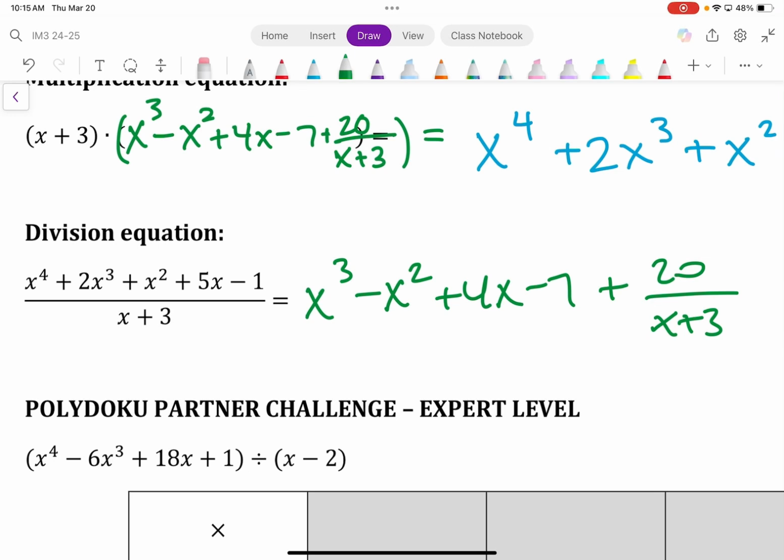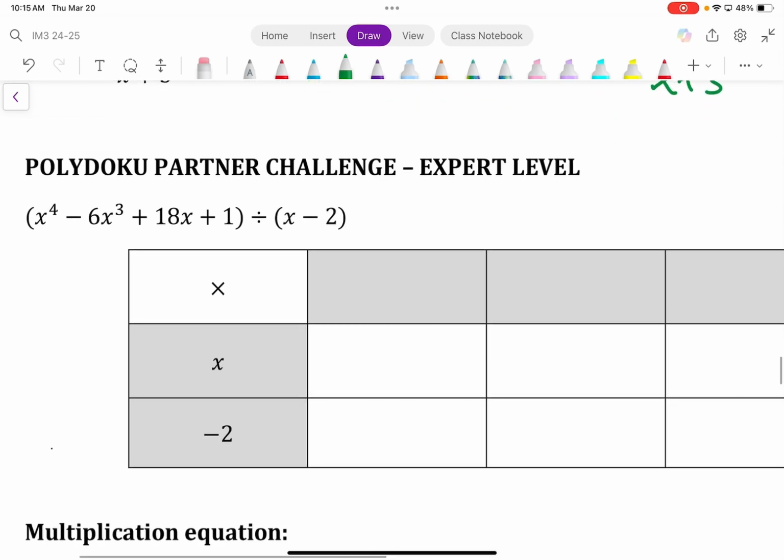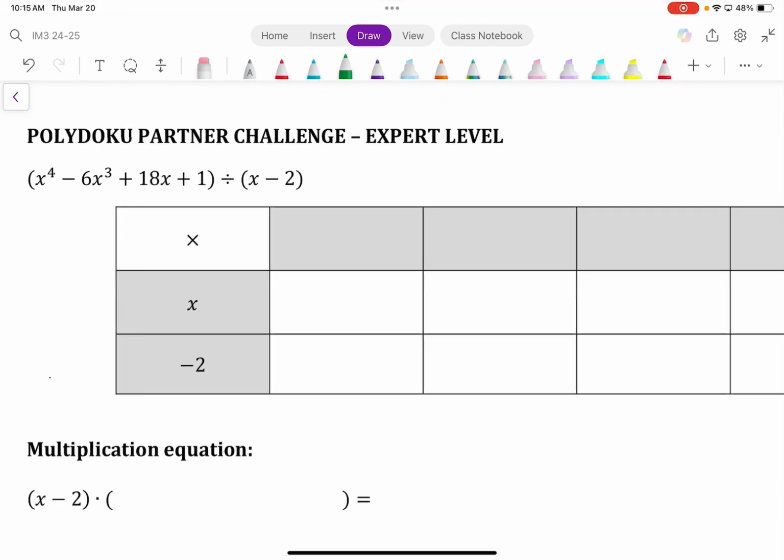Okay, I'm going to help you guys set up the last one, the expert level, and then we'll go over the last section of guided notes, and then you guys will do one last problem. Question? No question. Okay. So let me help you guys set this one up.